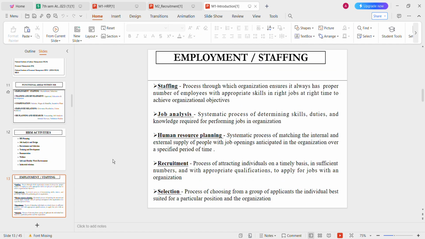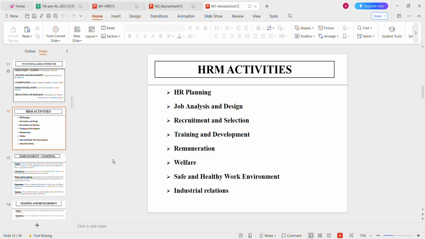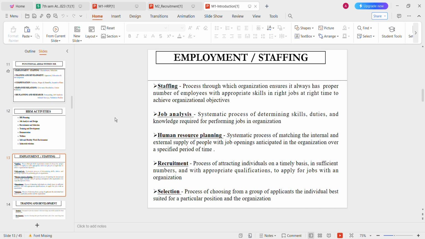Next, what are the main activities of this HRM? So we learn about the definition of HRM, evolution of HRM, the nature of HRM. So in HRM, what are the activities they involve that we need to know. So first, they are involved in planning, job analysis and design, recruitment and selection, training and development, remuneration, welfare, safe and healthy work environment, industrial relationships. So these are the activities that they need to perform.